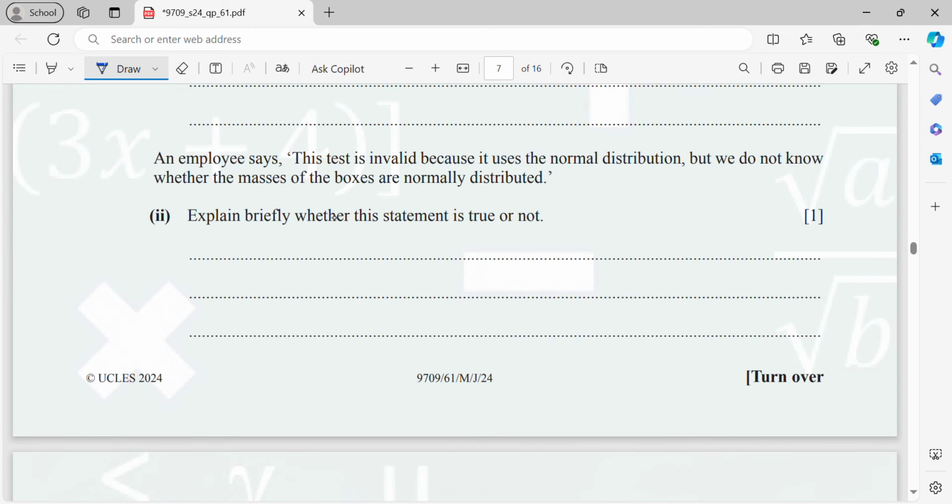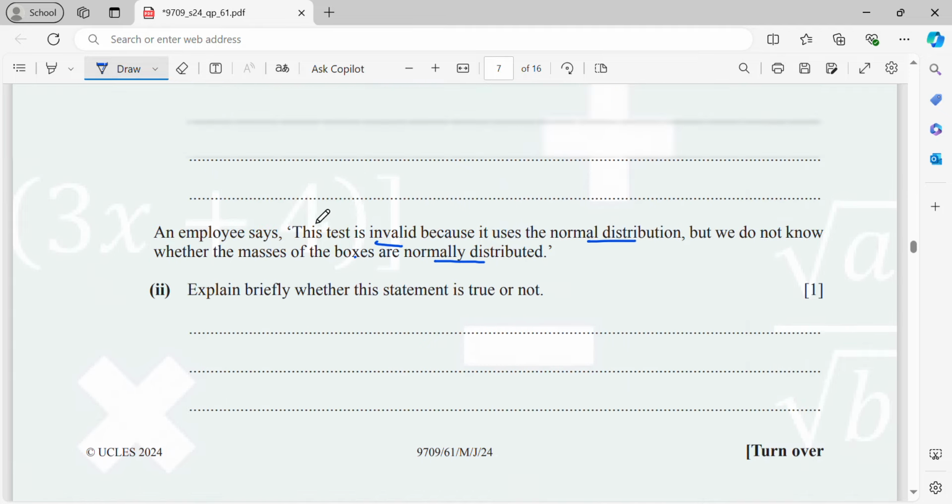Okay, now an employee says the test is invalid because it uses the normal distribution, but we do not know whether the masses of boxes are normally distributed. So explain briefly whether this statement is true or not. Okay, so actually this statement is not true.